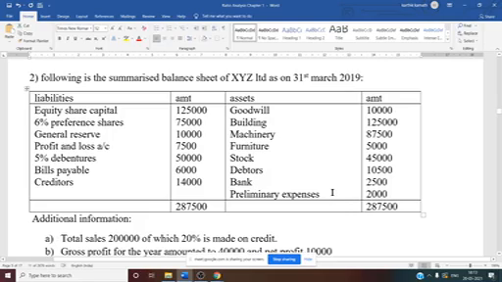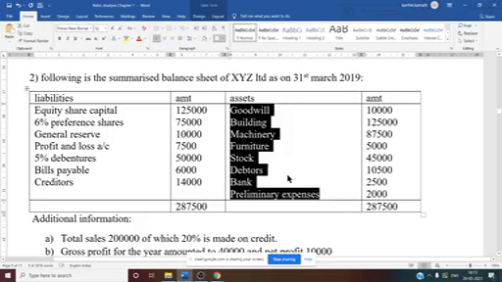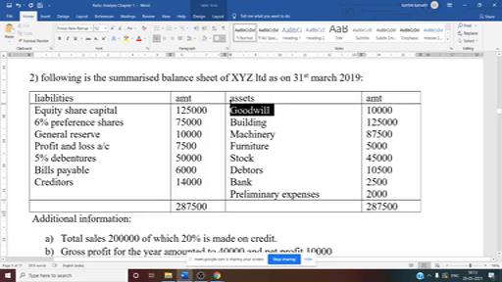So now asset side there are various informations given. So one by one we need to categorize those information. So first one, goodwill. If you see goodwill is intangible asset. Then building is fixed asset. Machinery, fixed asset. Furniture, fixed asset. Stock, that is nothing but closing stock, current asset. Stock is also known as inventory, current asset.